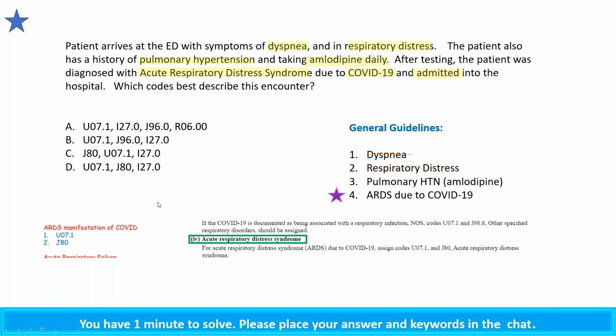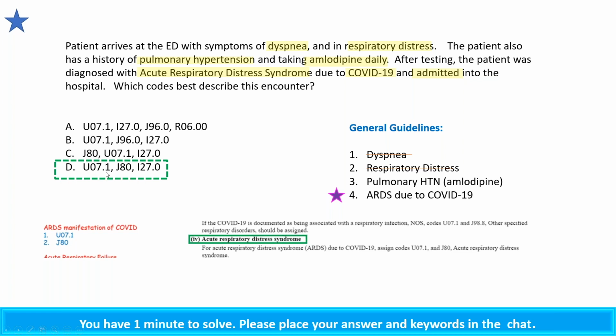Sure can. We can eliminate a couple of things. On site, we can eliminate C because it's sequencing J80 incorrectly. And look at B, J96.0. It's not J80. And look at A, it's got a little bit of everything, so that's wrong too. It's even coding signs and symptoms. All right, so the answer will be D.